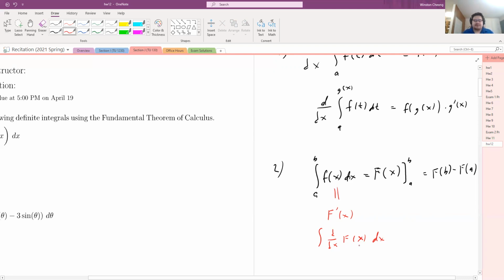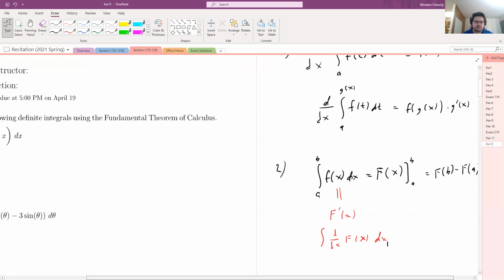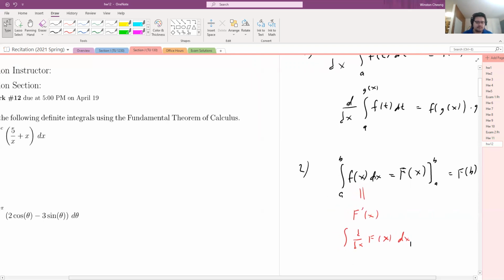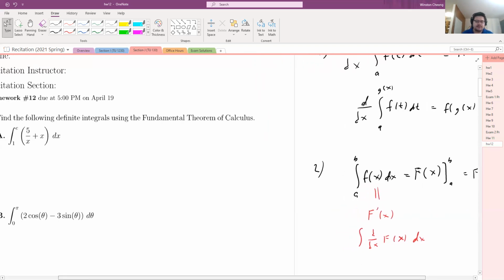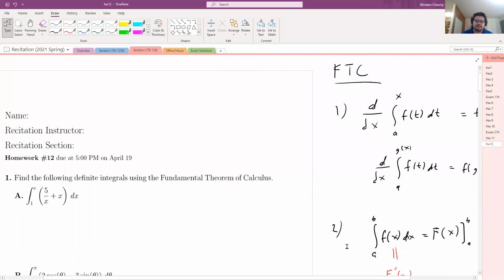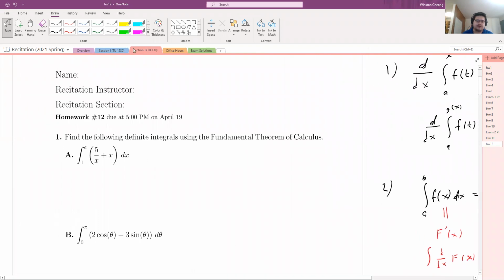And then it kind of goes back to the capital function, except with this little caveat of this evaluation. So it's almost like an inverse, but not quite. Okay. So now we're just going to be using these two statements in FTC, and they're very useful.